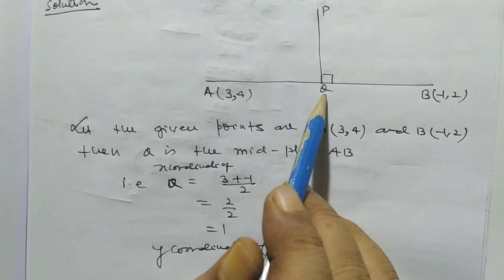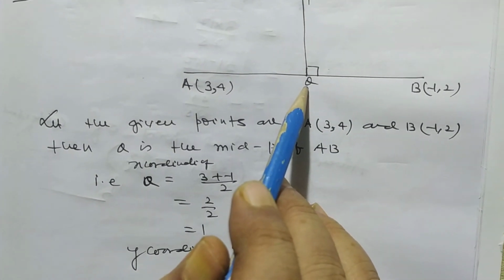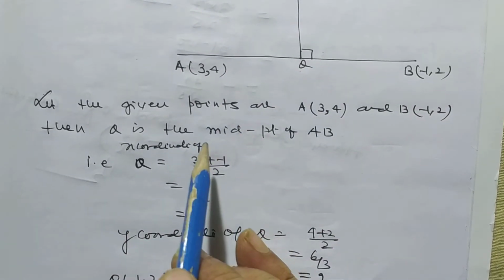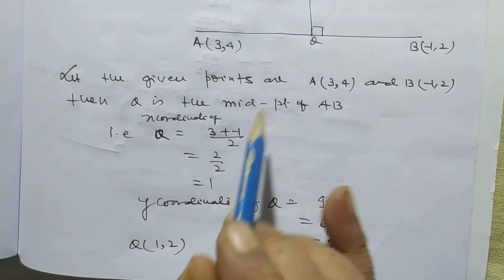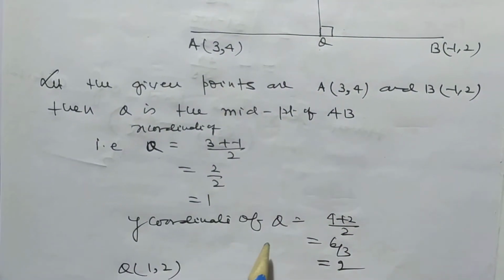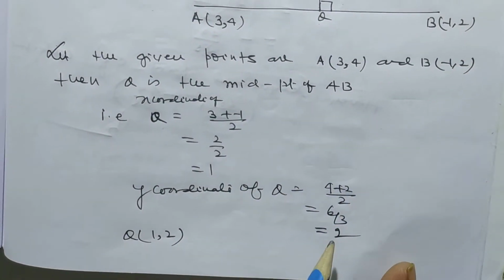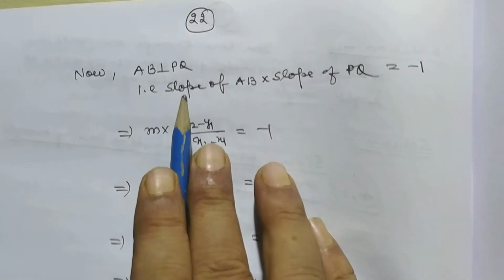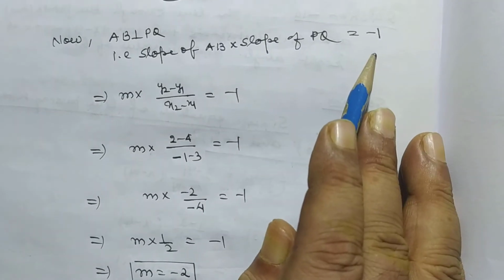So we find the coordinate of the point Q. Q divides AB in the ratio 1:1. So x coordinate of Q is the average of x coordinates of A and B. Similarly, y coordinate of Q is the average of y coordinates of A and B. So coordinate of Q is 1, 3. Now AB is perpendicular to PQ. The slope of AB into slope of PQ is equal to minus 1.